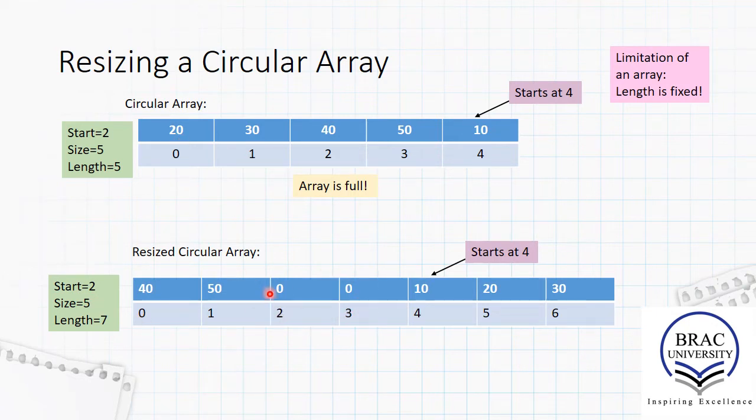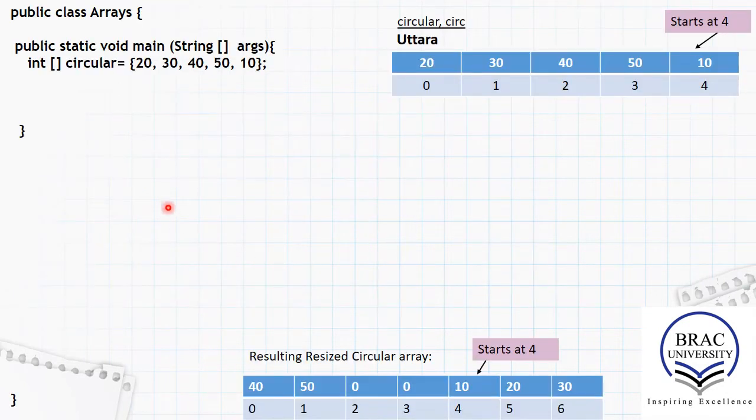So if I have to resize my circular array, I will have to follow a similar pattern. I will have to create a new array with more cells, that is of a higher length, and then I will have to copy the values accordingly. Now let's try writing the code. Over here, inside the main method, I have declared and initialized a circular array with values 10, 20, 30, 40, 50, starting at the index 4.